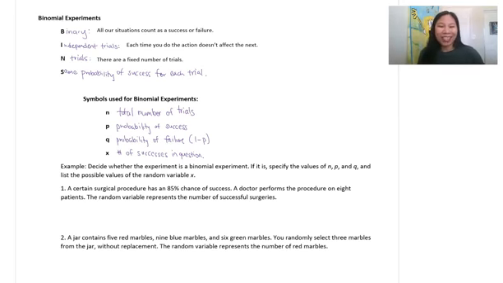Because we don't have a question. And then it says list the possible values of the random variable x. So what numbers could x be if they were to ask?